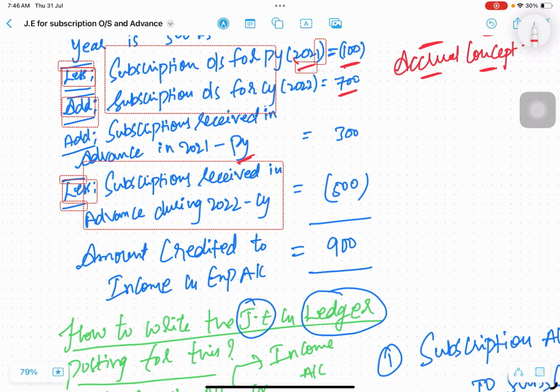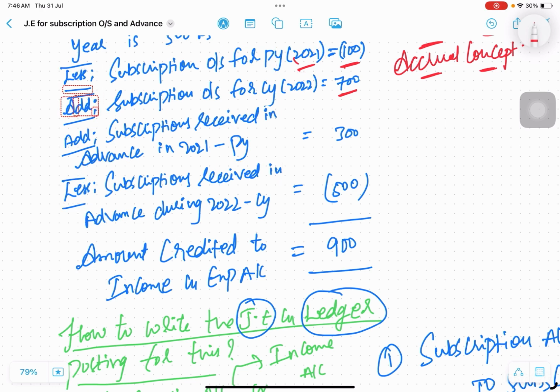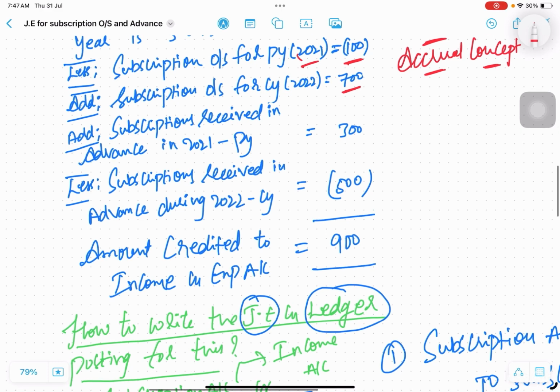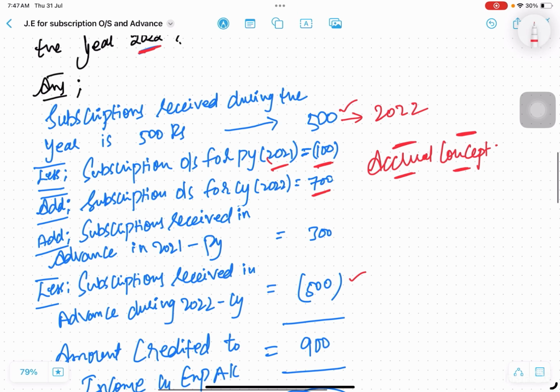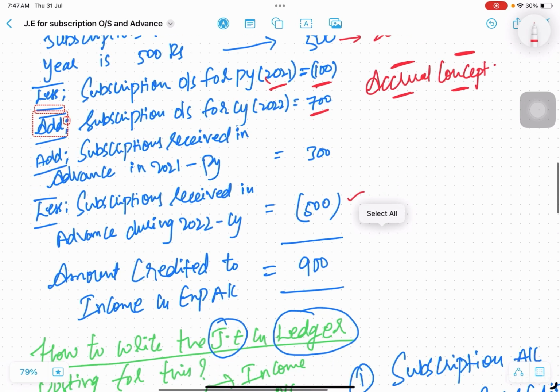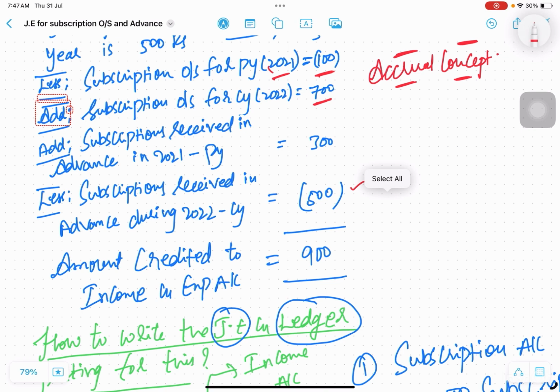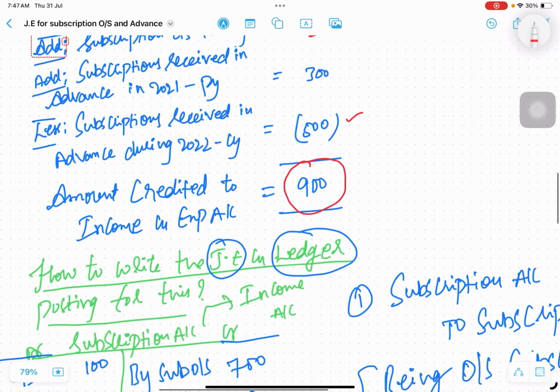Whether the money you received is relating to the current year or not. No, it is not relating to the current year. That's why I have reduced the 500 rupees, and also this 500 rupees is included in this 500. That's why I have reduced. Okay, so basically how much subscription you have to show in the income and expenditure account is 900 rupees.